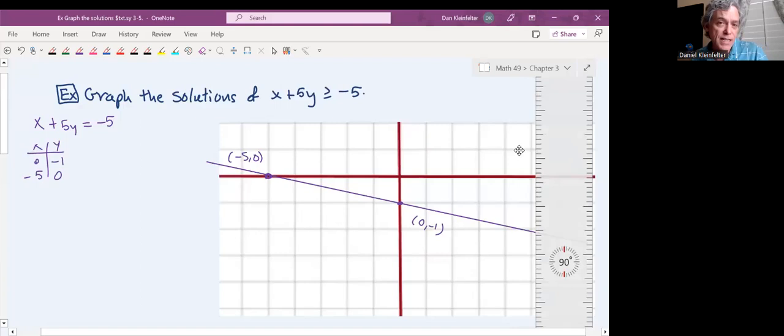Okay, once again, we need to test a point not on the line. And so I've been using the origin a lot, so let me use something different this time. I'm going to test (-3, 1).